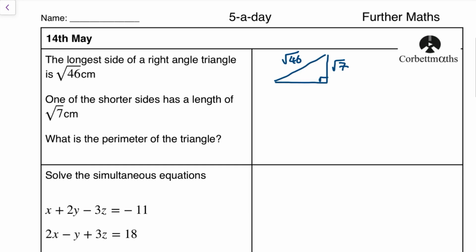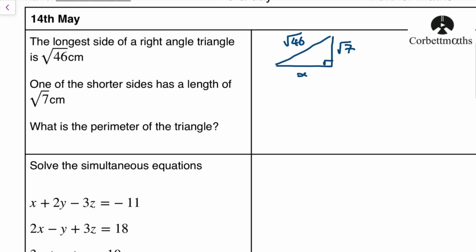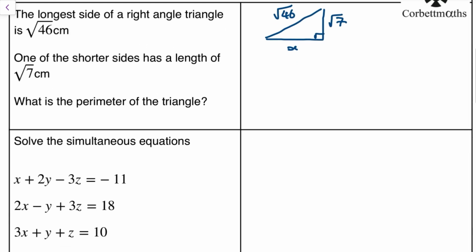Oh, that's neat. Okay, so I need to know what the other side is, don't I? So my other side is going to be x. Pythagoras: x squared is equal to 46 minus 7 squared, which is 7, which is 39. So that means that x is equal to root 39.